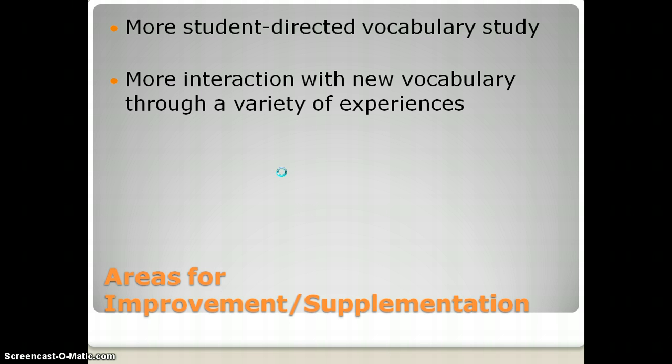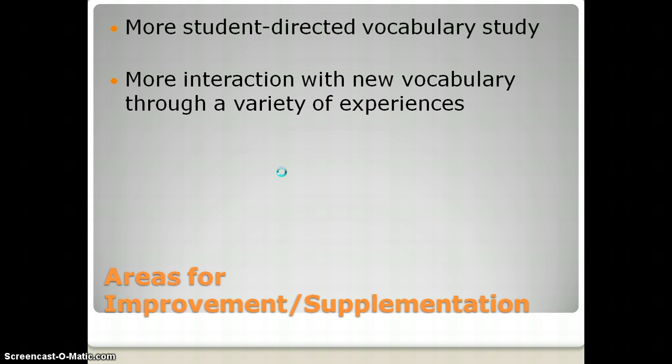So after analyzing the program, I've come up with a couple main areas for improvement or supplementation. One is for students to have more ownership or direction over the vocabulary words that they study. The program creates a word learning environment that is completely dictated and controlled by the curriculum or the teacher. To improve the word learning experience for students, they could be provided with opportunities to control their own vocabulary enrichment by selecting the words that are new to them that they would like to study.